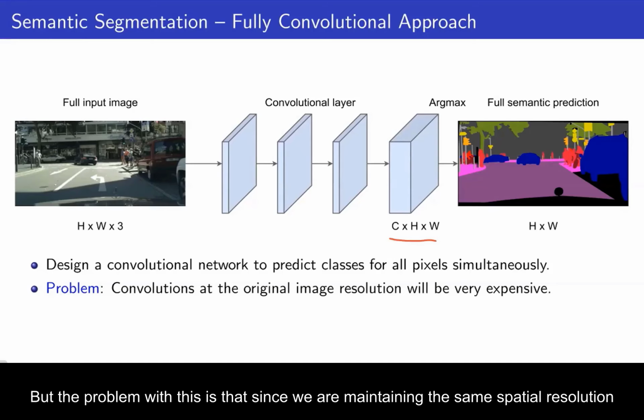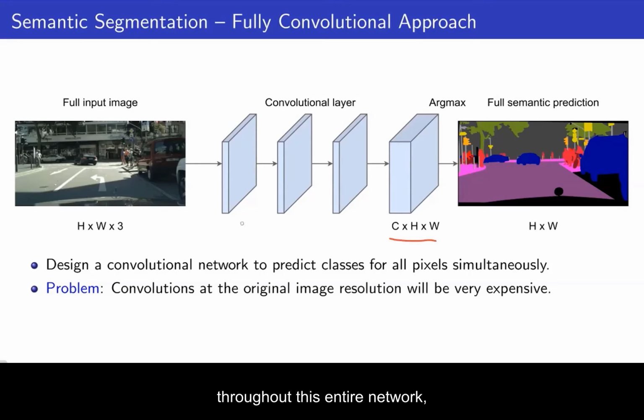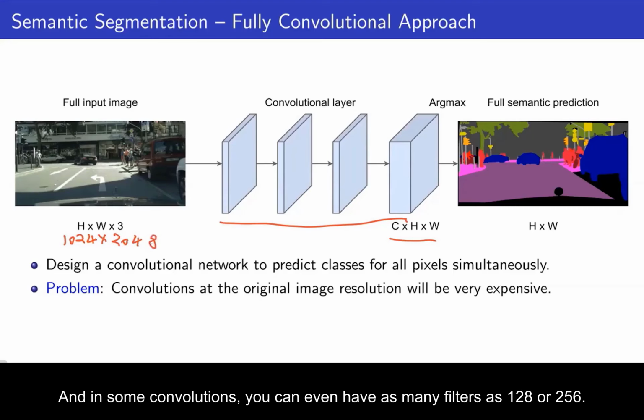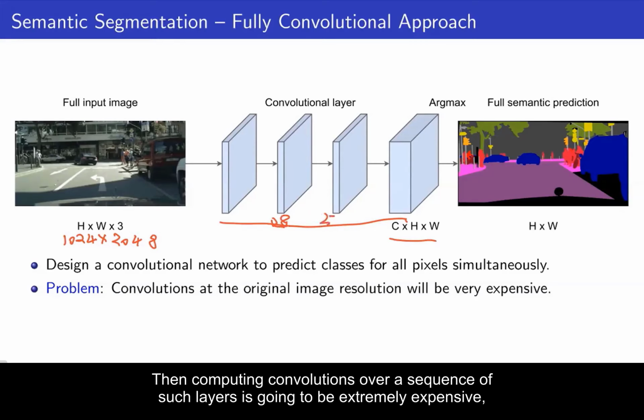But the problem with this is that since we are maintaining the same spatial resolution throughout this entire network, this will be really expensive in terms of computation. So let's see this with an example. Imagine that you have an image of size 1024 times 2048. And in some convolutions, you can even have as many filters as 128 or 256.